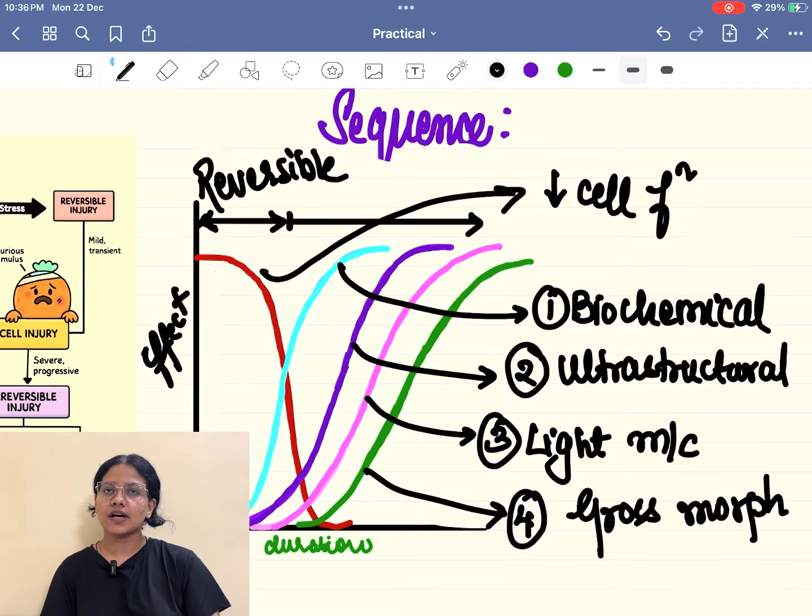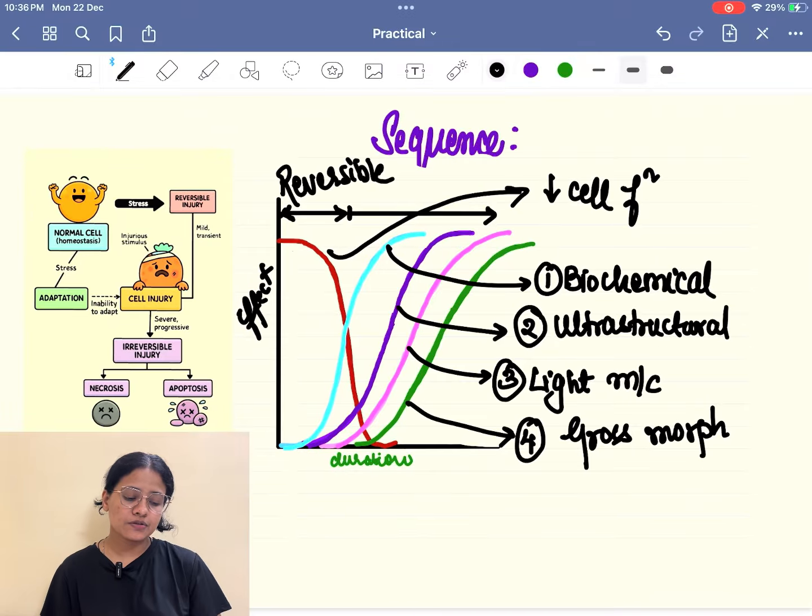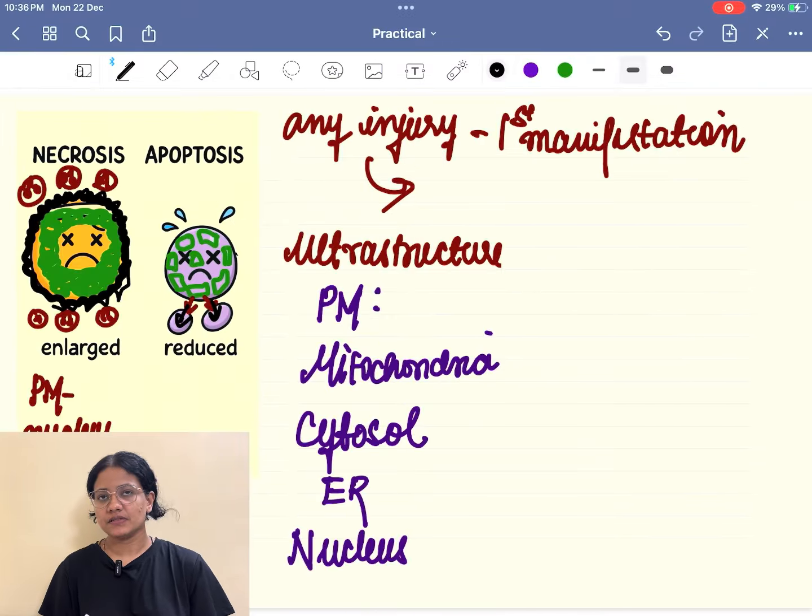But अगर वो stress नहीं जाता है तो आपका cell will progress to biochemical changes, followed by ultrastructural changes, followed by light microscopical changes, which you see on the microscope. Okay, that we usually use, and then finally light microscopy के बाद gross morphological changes दिखने लग जाते हैं. ठीक है. So that is the sequence of effect and duration of cell injury. So coming to the topic, first we'll discuss the features of reversible cell injury, so that it will be easier for you to remember what is the difference in irreversible cell injury.